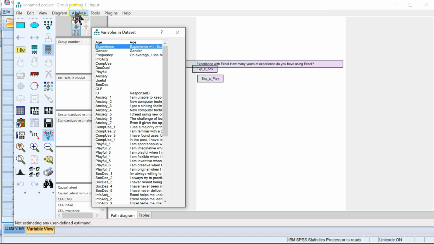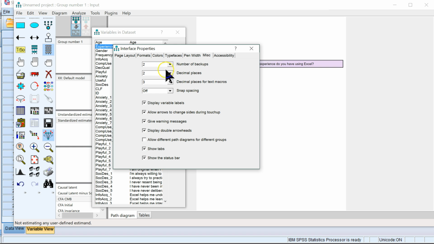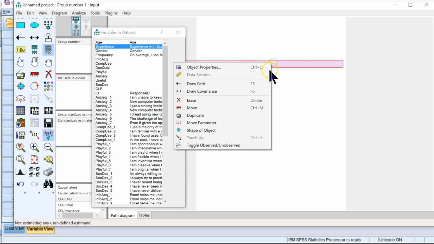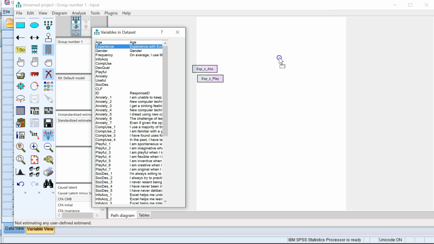And then we can bring in experience. Oh, you know what I didn't do in those last ones? I didn't control for the things I was supposed to be controlling for. Sorry. I was supposed to be controlling for age and frequency, I think. So here's experience. Let's bring in frequency now because I'm just remembering it. Let's bring in age. Let's bring in information acquisition as a dependent variable.